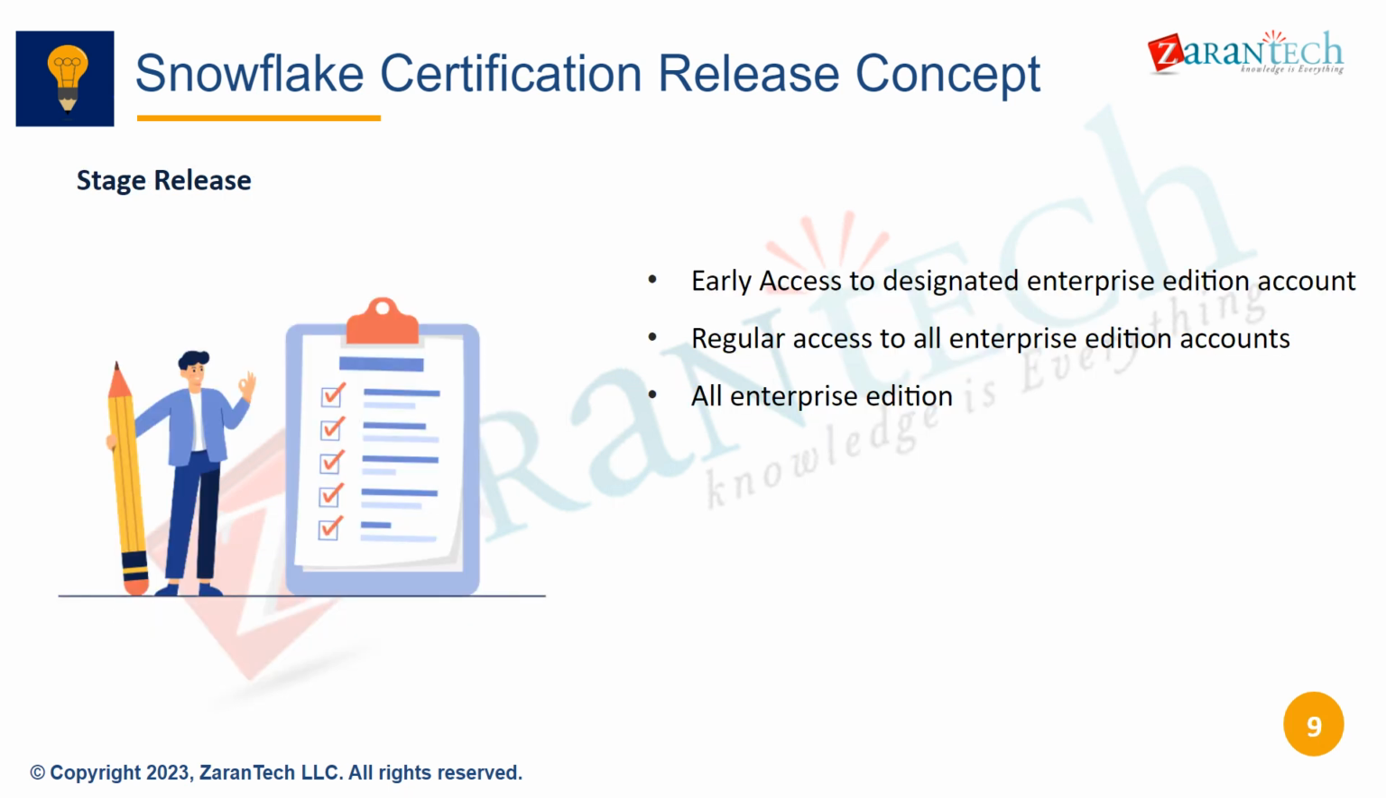Before a major new release, it first goes through a staged rollout. This involves early access for designated enterprise accounts to test new features, then expanded availability to all enterprise accounts. Finally, general access for all editions and accounts. This staged approach allows for controlled release and feedback.